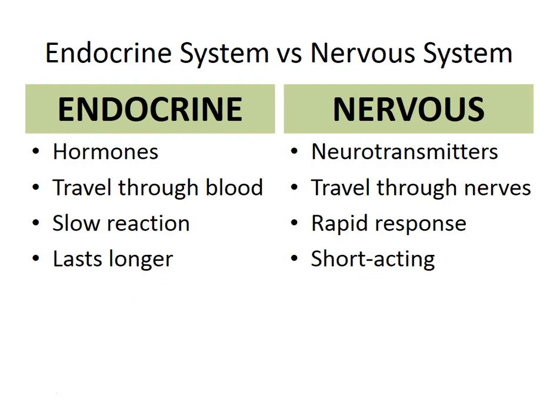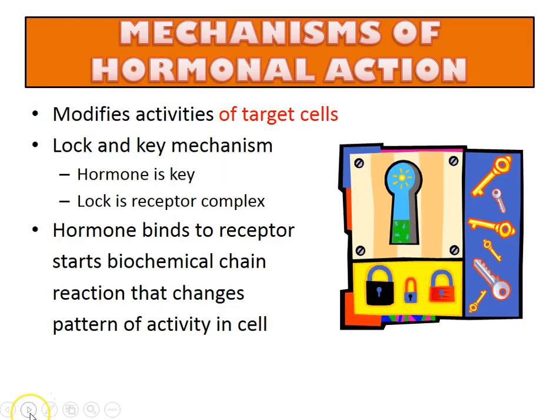Some differences between the endocrine system and the nervous system. The endocrine system releases hormones, which travel through the blood. The reaction is usually slow, but their effects last longer, versus the nervous system, where messages are sent through neurotransmitters, traveling through nerves. The response typically is rapid, but the response time is usually short-acting.